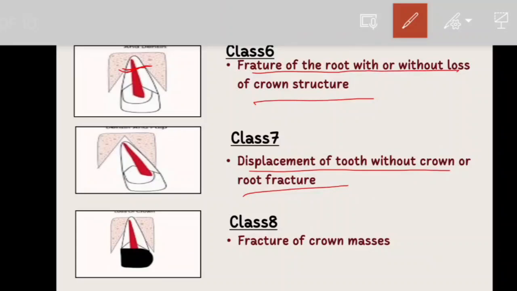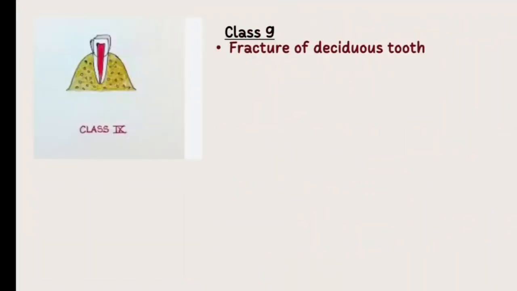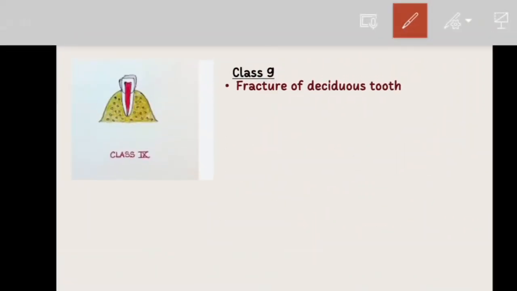Now class 8th is crown mass fracture, that is the fracture of the crown mass which is commonly seen in restored teeth. So only the crown portion is fractured and root is normal. Now class 9th is deciduous tooth fracture. It refers to the fracture of the deciduous teeth, that is primary. The diagram shows a primary tooth affected by the trauma, that is seen in children. So careful management required to protect the permanent tooth.